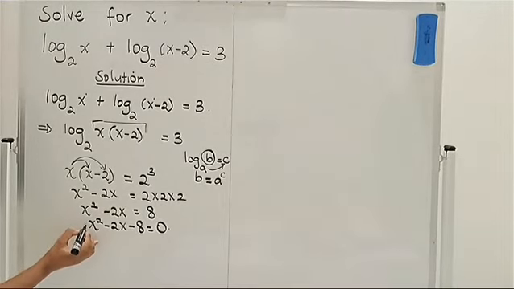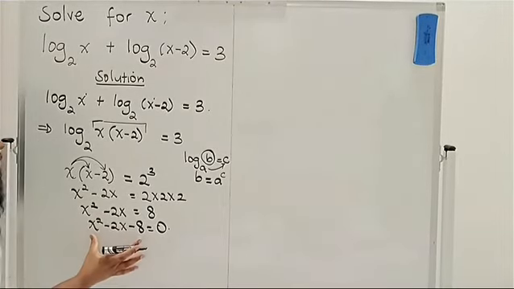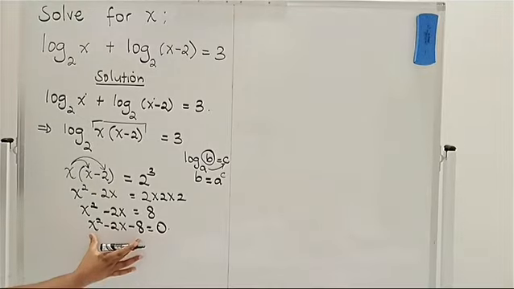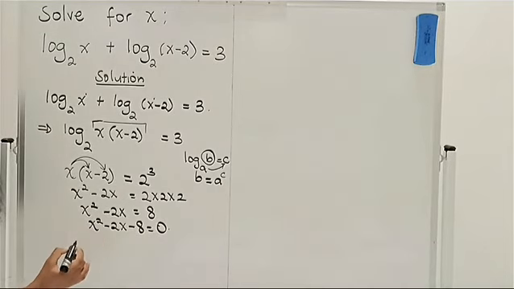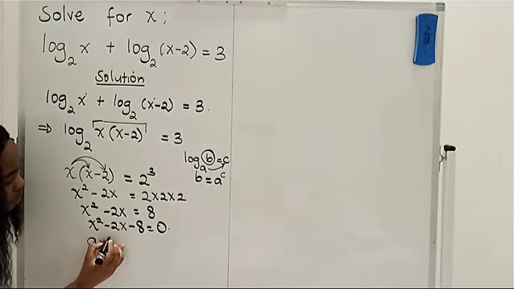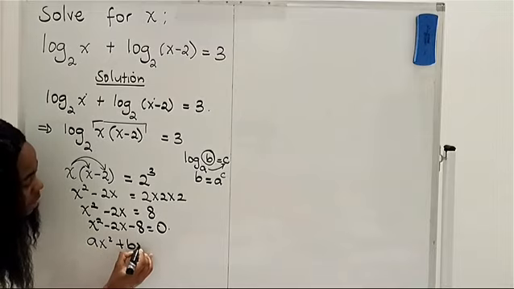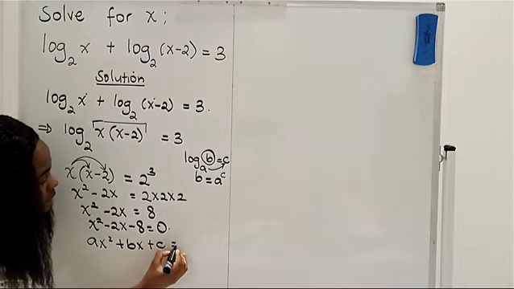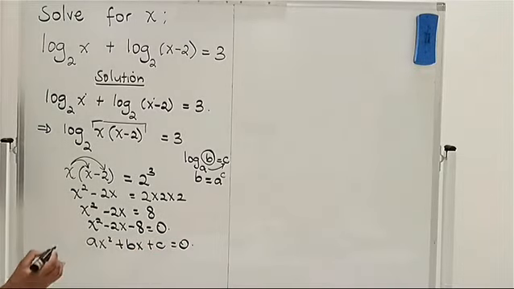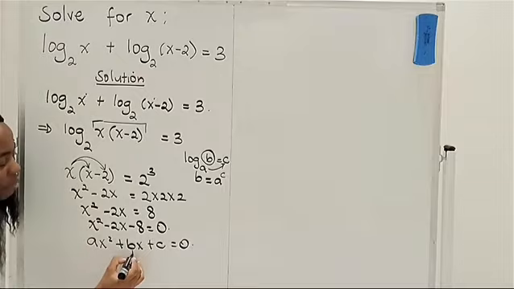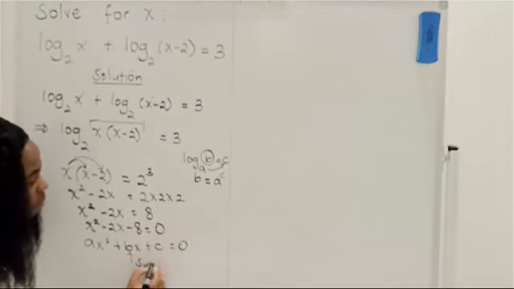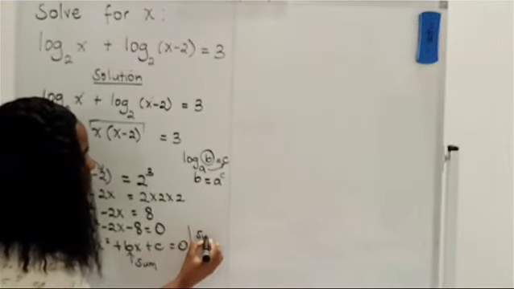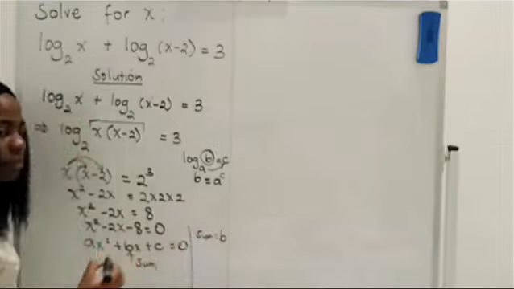We are going to use sum and product to find the values of x. But before we use sum and product, let me first write for you the general quadratic equation. It is ax squared plus bx plus c is equal to 0, okay? How do we get the sum? The sum is the coefficient of x. Therefore, sum is equal to b, okay?